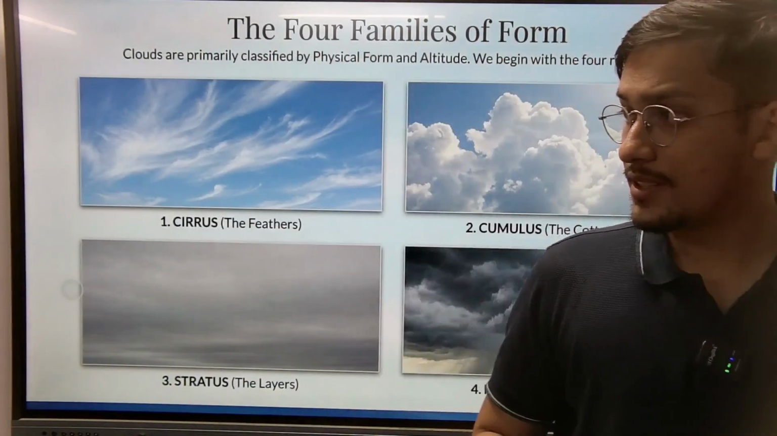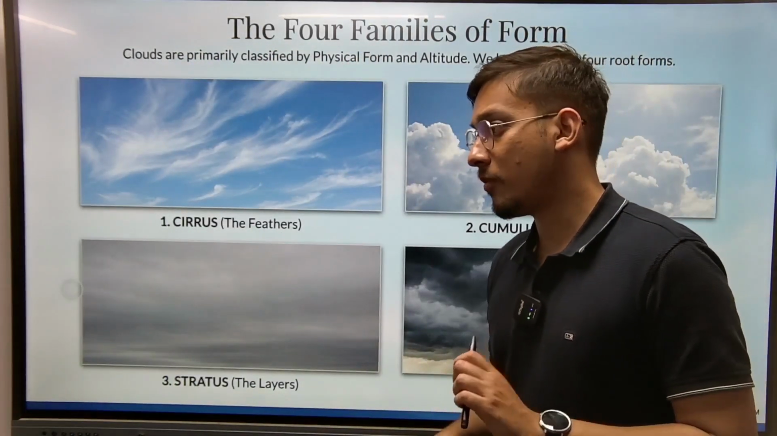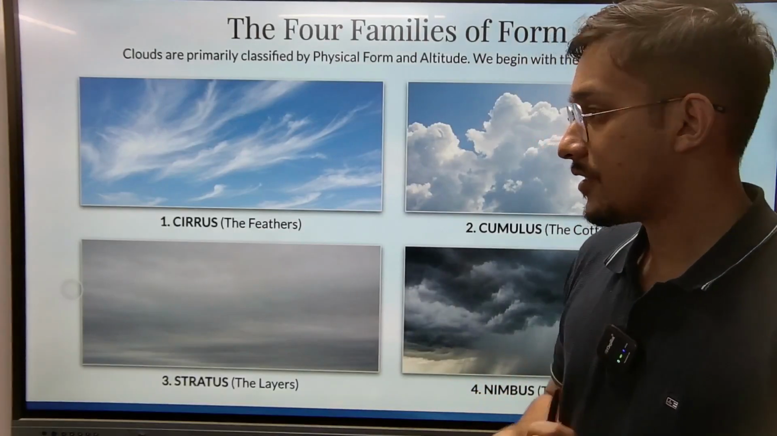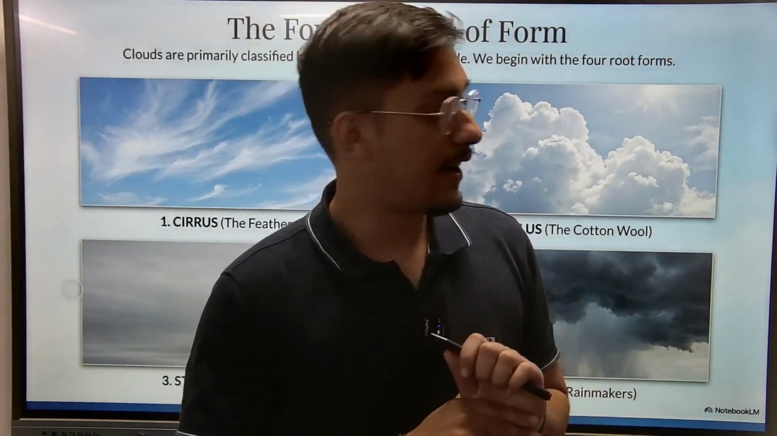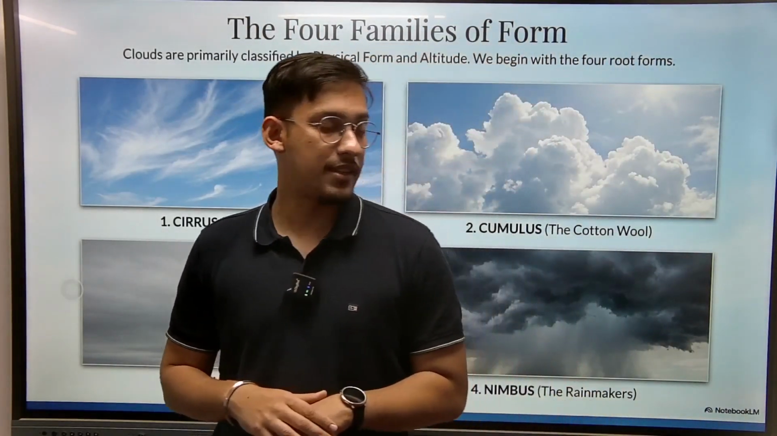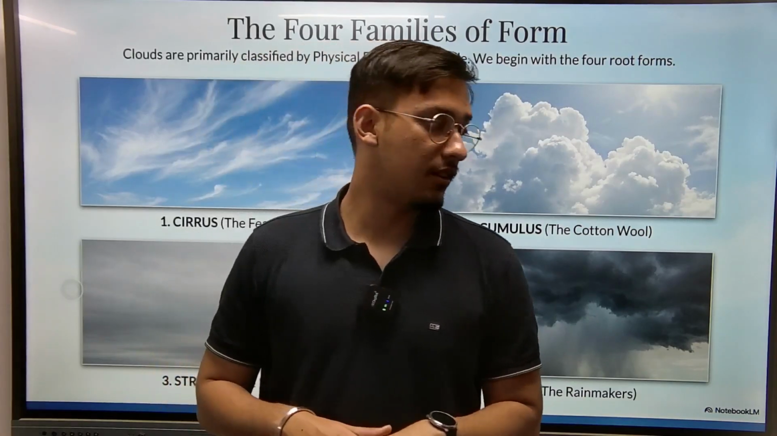Again, cirrus is also known as the feather clouds. Cumulus is known as the cotton wool clouds. Stratus is known as the layered or stratified clouds. And nimbus is known as the rainmakers or rain clouds.